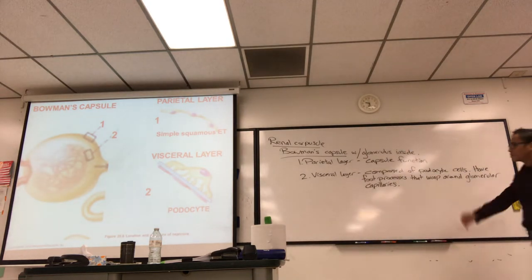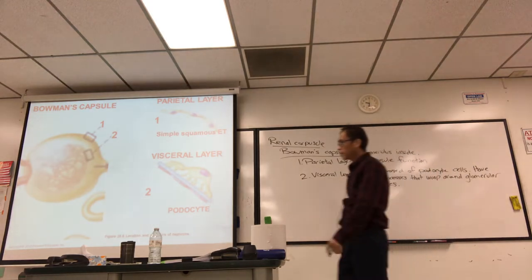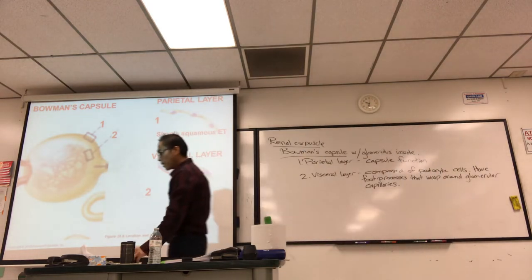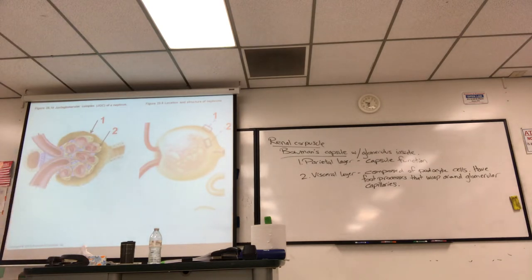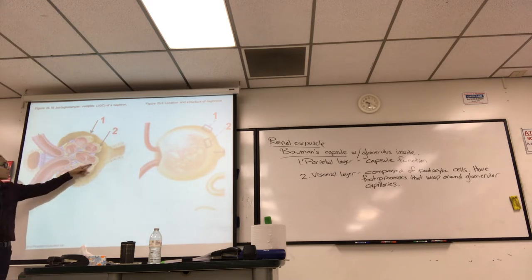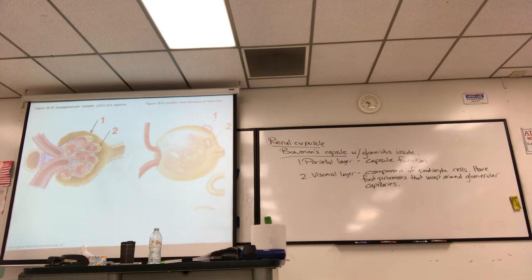So that's basically all you can see from this picture. Know the two layers of Bowman's capsule, parietal and visceral. If you cut open the renal corpuscle, you can see how the glomerular capillaries are situated inside the capsule. And it's still the same parietal and visceral layers of the Bowman's capsule. And you can even see the red blood cells circulating through the glomerular capillaries.